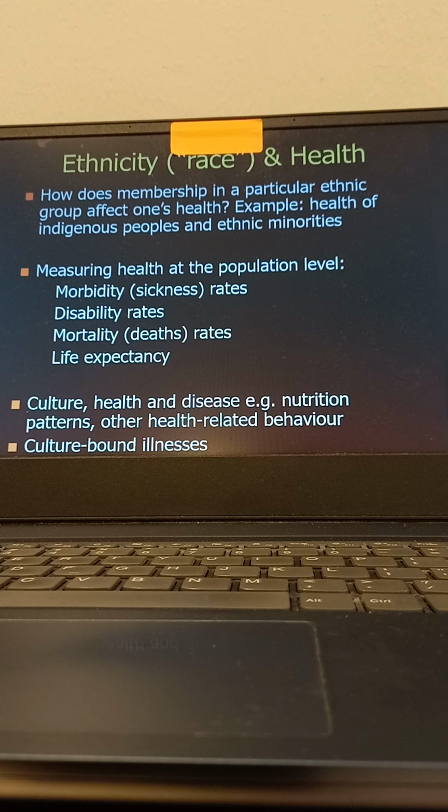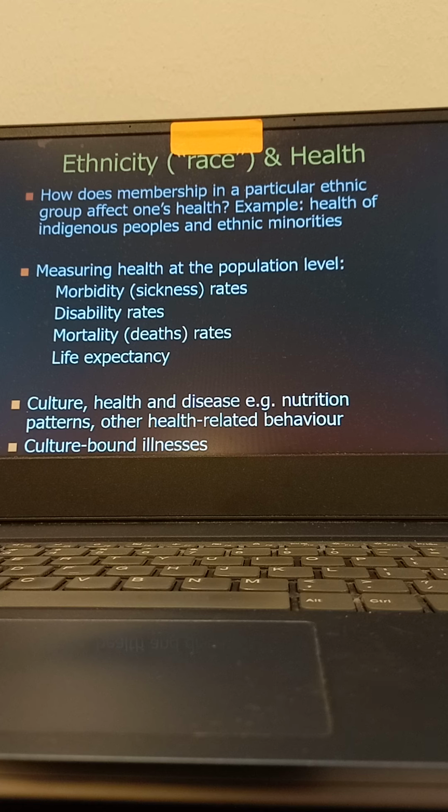All right, how do you measure health at the population level? In contrast to the individual level, where you take things such as blood pressure, cholesterol level, and so on. At the population level, we measure health through morbidity rates, morbidity or sickness rates, disability rates, mortality or death rates, and life expectancy, commonly life expectancy at birth.